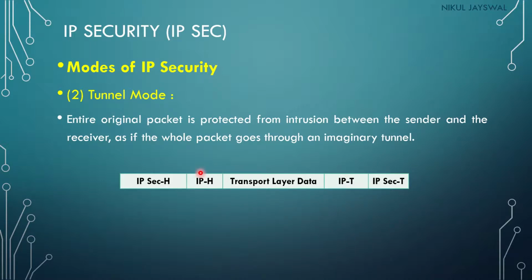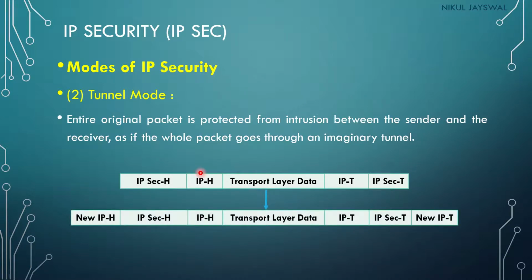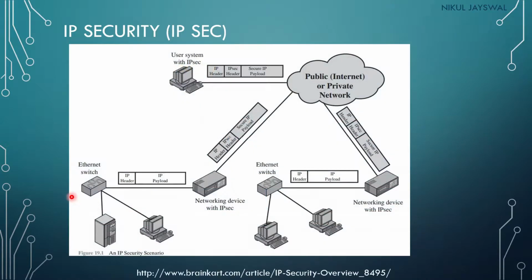Now if we encrypt the actual IP header and IP trailer, then the router will not be able to identify the destination IP address. So to provide this facility, we will add a new IP header here and a new IP trailer here. This new IP header will have totally different information than the original IP header, with a new source address and new destination address, and the router will identify the destination address from this IP header and send the packet accordingly.